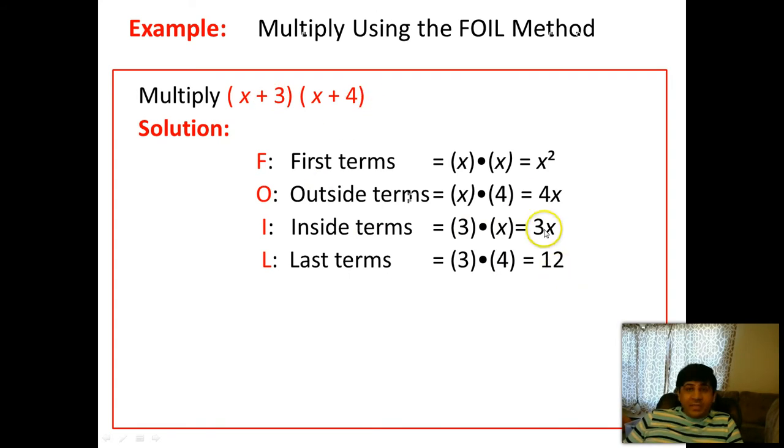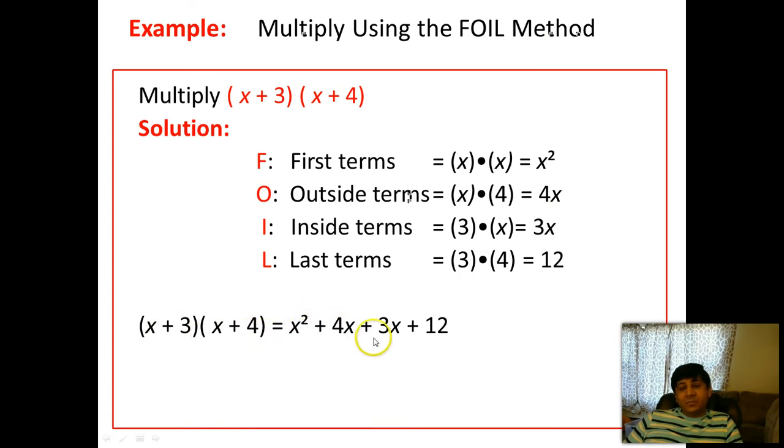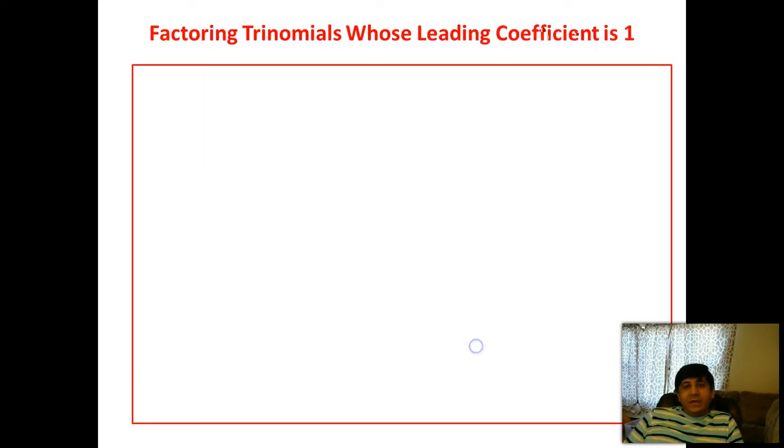So put things together. x plus 3 times x plus 4 equals x squared plus 4x plus 3x plus 12. We can combine the 4x and 3x, which gives us 7x. So this is our quadratic expression. We went from linear factors to a quadratic one: x squared plus 7x plus 12, after combining these two terms. That's how you use the FOIL method. I'm not going to spend that much time on this one. As I said earlier, I'm sure you know this and you're good at it. Okay, now let's move on.